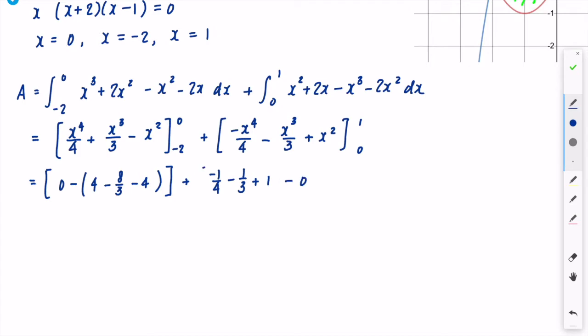Everything becomes 0. So what do we have here? 4 minus 4 is gone. So 8 over 3 from the first region. The second region I have here -3 over 12 minus 4 over 12, -7 over 12, plus 1, 12 over 12. So that's 5 over 12. Common denominator is 12. 32 plus 5, 37. And that's it.